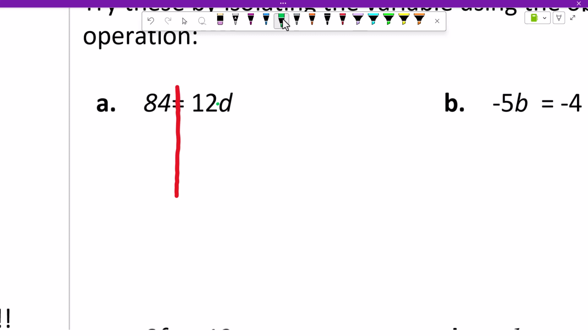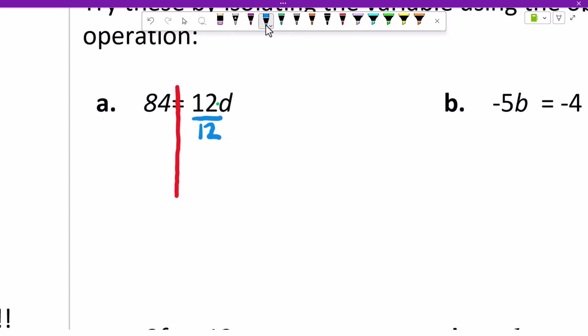To get rid of a number that you don't want, you always do the opposite operation. The opposite of multiplying is dividing. To get rid of this 12, we divide by 12. Maybe your last year's teacher did it differently, but we're not going to do that. Whenever we are dividing, we're going to divide with a fraction line. A fraction line means the same thing as dividing.